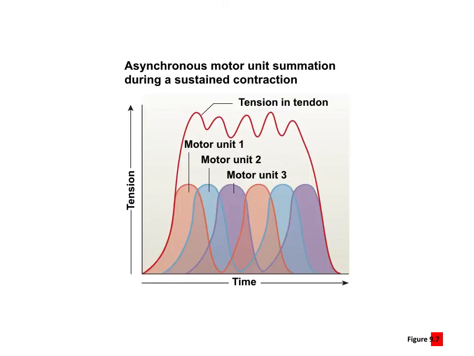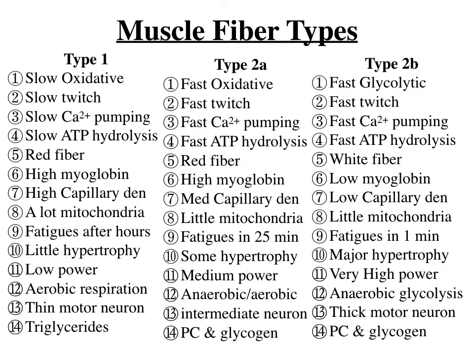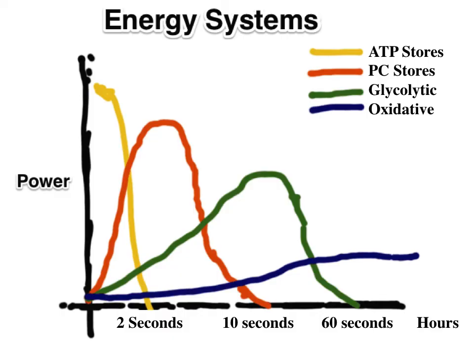All right, we are approaching the end. There are just a few more things to go through. Here is a graph of the four different energy systems. We have the ATP stores, phosphocreatine stores, glycolytic energy, and oxidative energy.